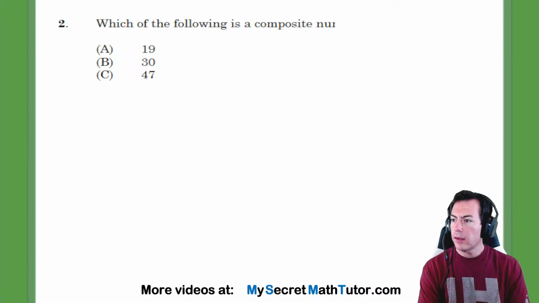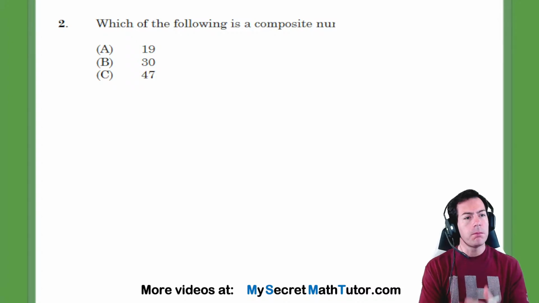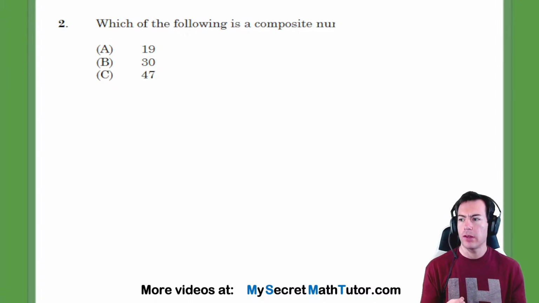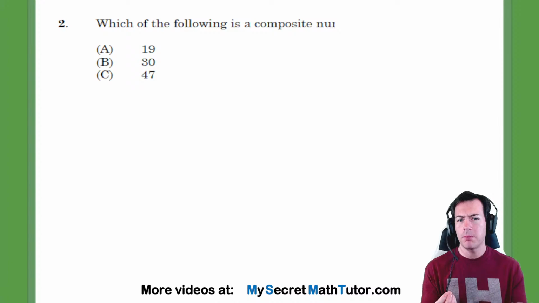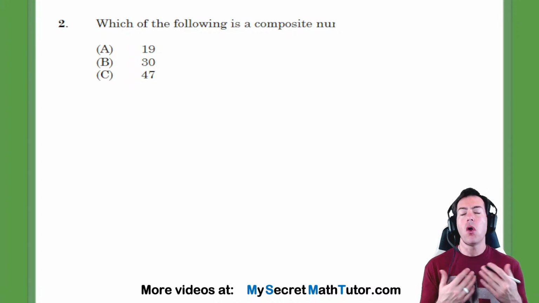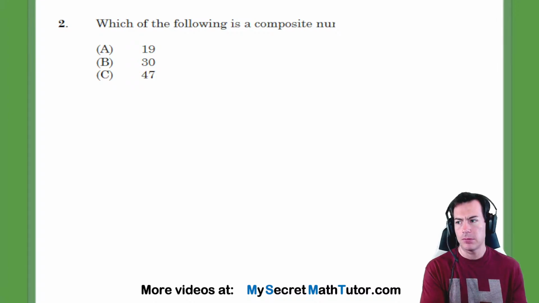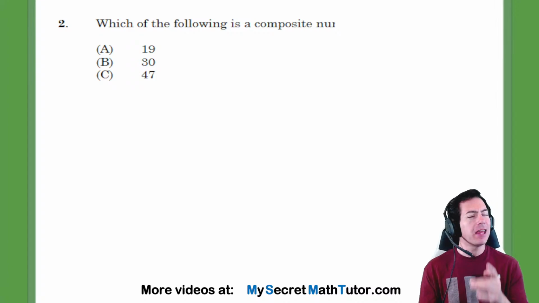So this one says, which of the following is a composite number? A composite number, that's some special vocabulary. It means that we can break it up into factors that are not equal to 1 or equal to the number itself. It's a way of really indicating that it is not a prime number. So we have prime numbers and composite numbers. Prime numbers can only be broken down into 1 and themselves. So as we're looking at this list, we're looking for the one number that is not a prime number.